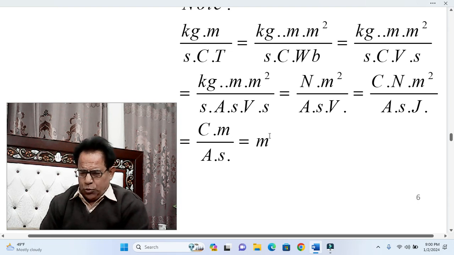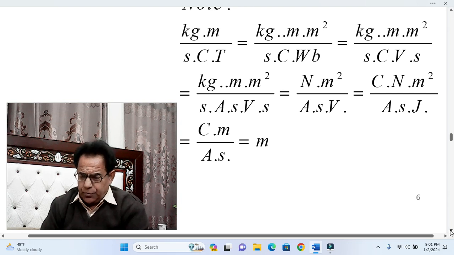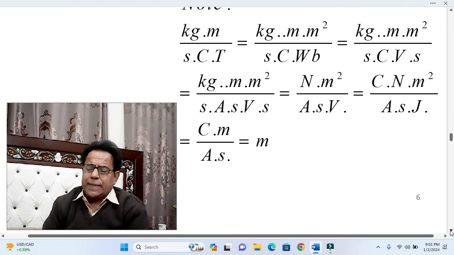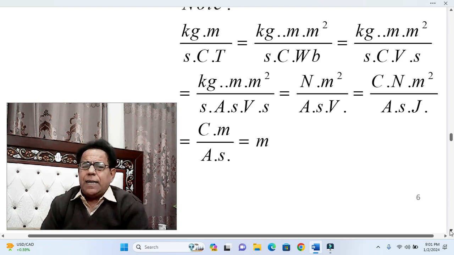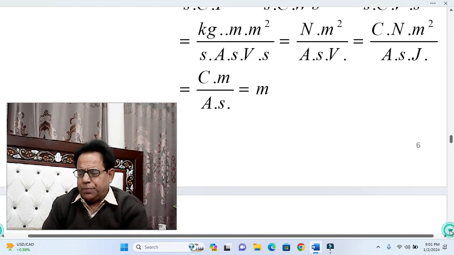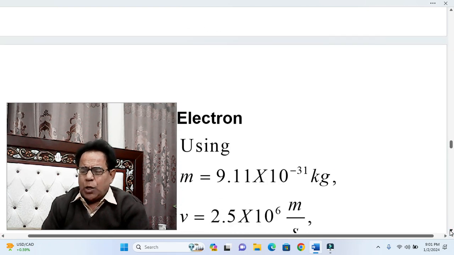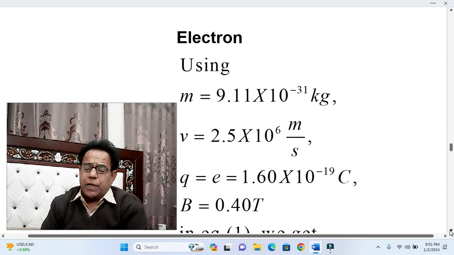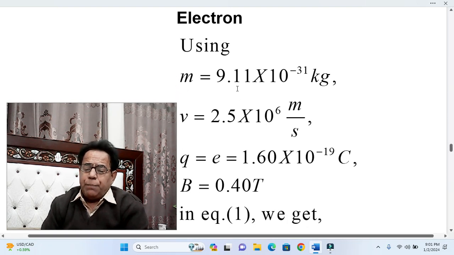So we should know that problem solving is not so simple. So many units have been interchanged, cancelled, etc., and hence I think now the situation has become quite clear. Now we should move forward. In the case of electron, the only change is that mass has been changed.